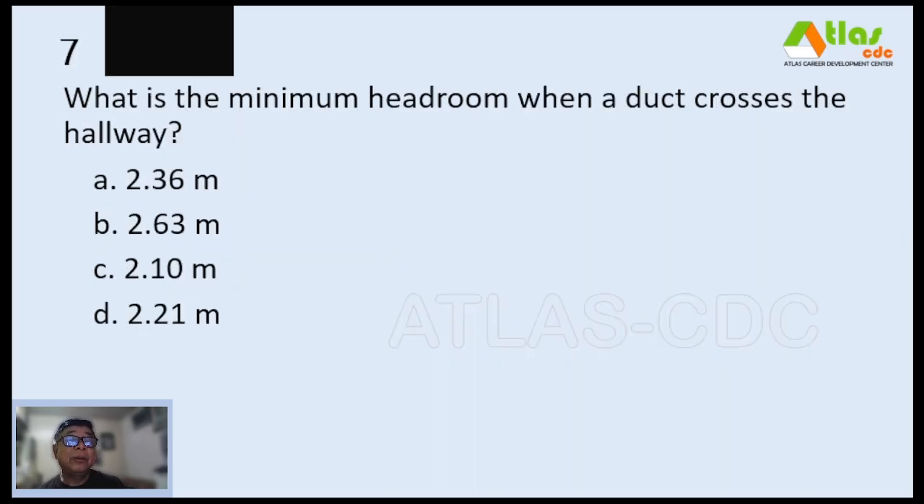Number 7. What is the minimum headroom when a duct crosses the hallway? A. 2.36 meters, B. 2.63, C. 2.10, and D. 2.21.